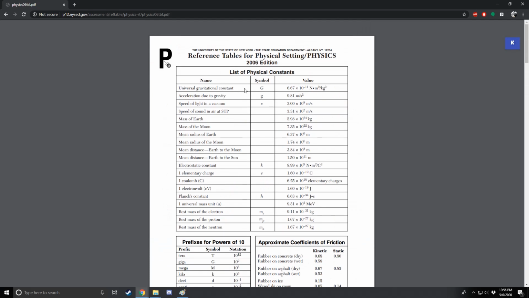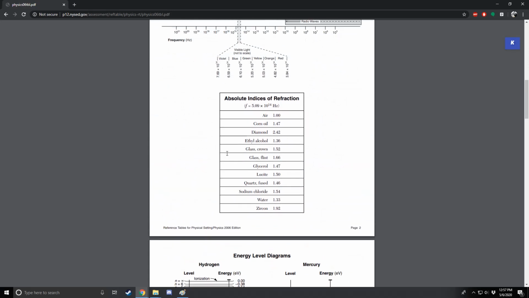The speed of light is actually given right here. Speed of light in a vacuum is 3 times 10 to the 8th meters per second. Now, I do want to point out that speed of light in a vacuum is the same as the speed of light in air. One other thing that I want to note, there's no unit for the index of refraction. It's unitless.